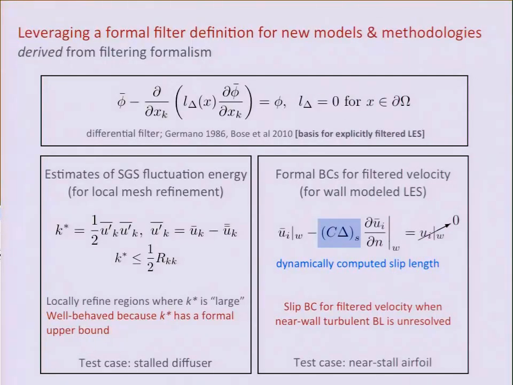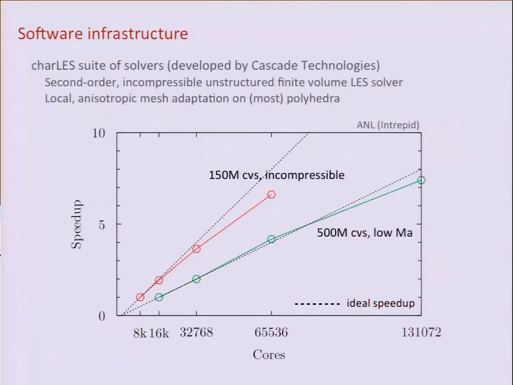So I'm going to describe these ideas with two validation cases. For the local mesh refinement, I'll discuss it in the context of this stalled diffuser. And then for the weak boundary conditions, I'll discuss an airfoil that's near stall. I'll just have one brief mention of the software infrastructure.